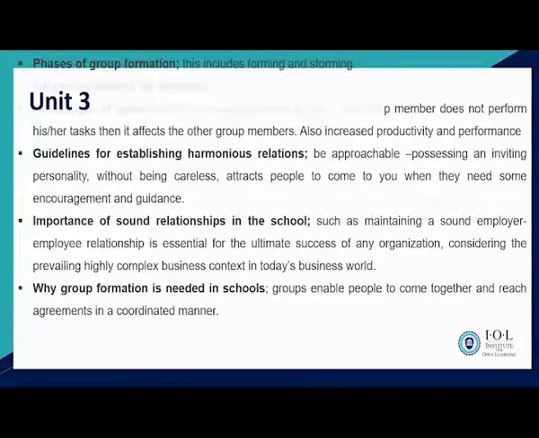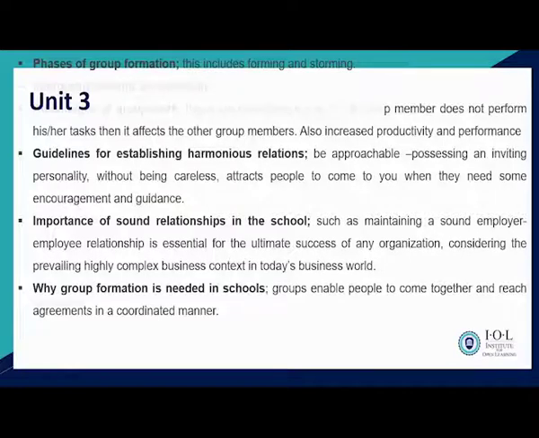Unit 3, phases of group formation. This includes forming and storming. Then we look at the intergroup dynamics. By definition, you must know what we mean by intergroup dynamics.